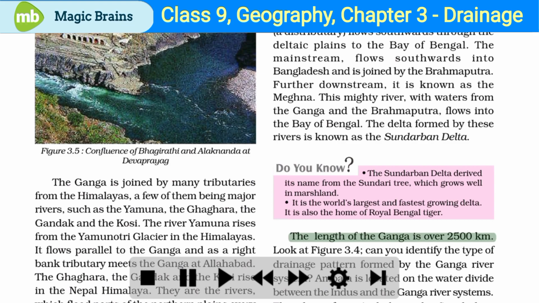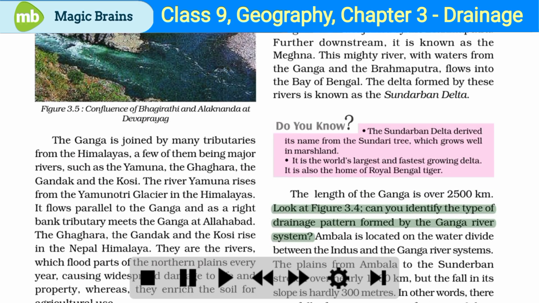From the text, the length of the Ganga is over 2,500 kilometers. Look at figure 3.4. Can you identify the type of drainage pattern formed by the Ganga river system?